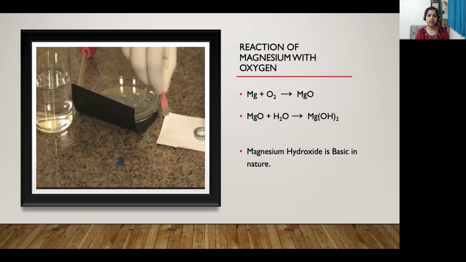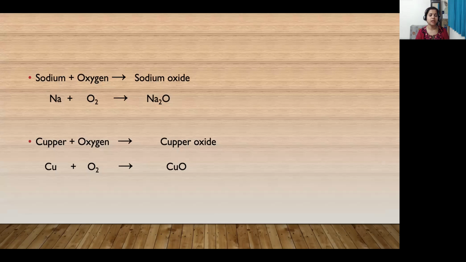Now let's check whether all other metals react with oxygen. Yes, the metals react with oxygen to form the respective metal oxide. Sodium reacts with oxygen to form sodium oxide. Copper reacts with oxygen to form copper oxide. Here I would like to tell you that sodium metal is very reactive. That's why it is always kept inside the kerosene, because it will not react with kerosene. And if we talk about copper, copper will react with oxygen at very high temperature, or else it will not produce copper oxide.